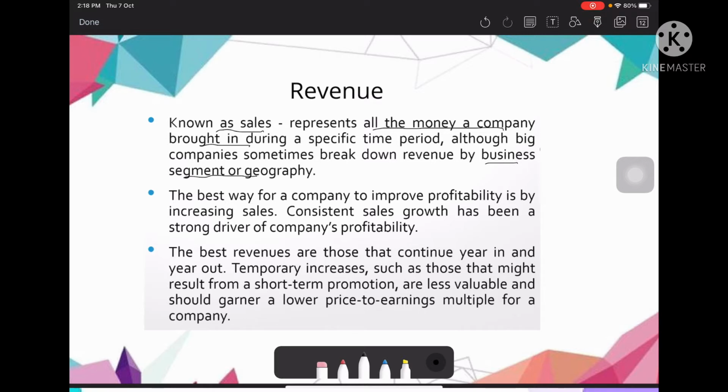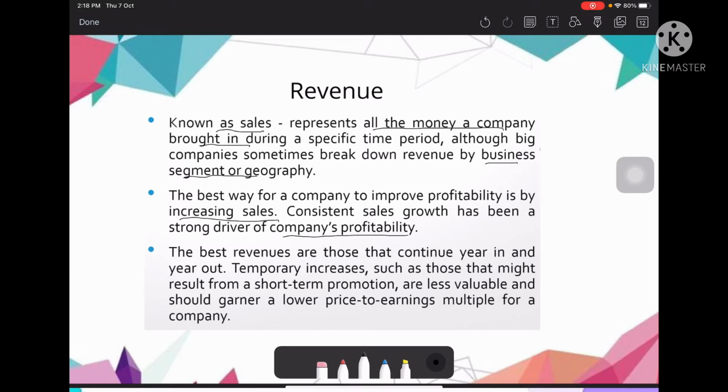The best way for a company to improve profitability is by increasing sales. Consistent sales growth has been a strong driver of a company's profitability. So this one is the best way to improve profitability of the company. So it is suggested the company must maintain or increase their sales.